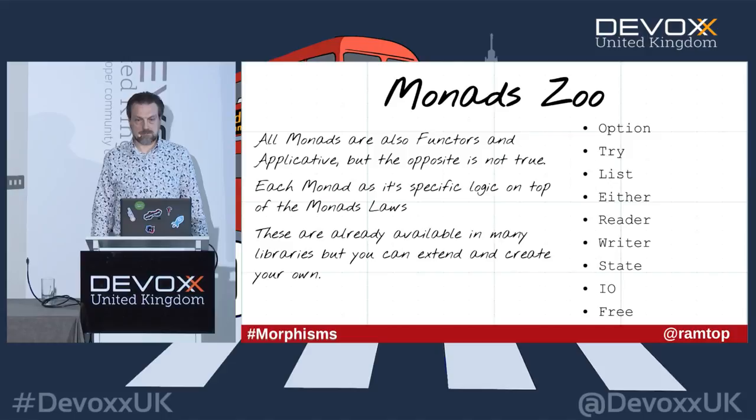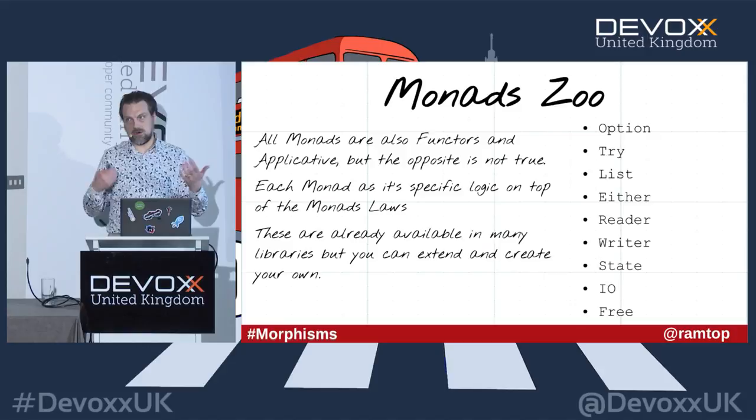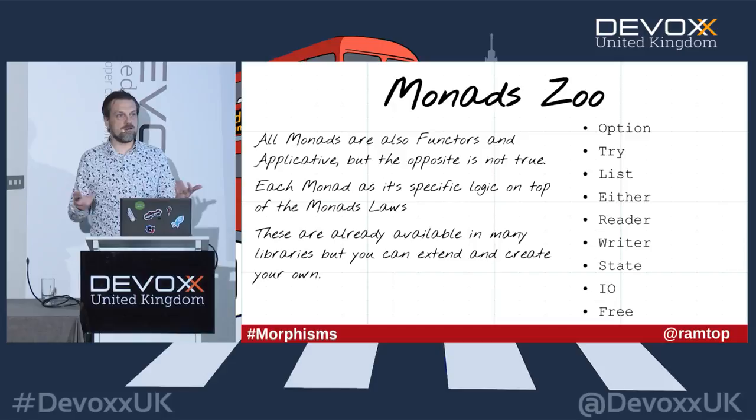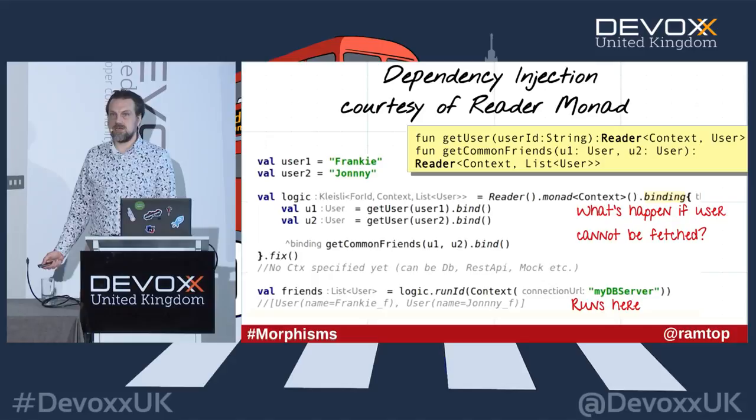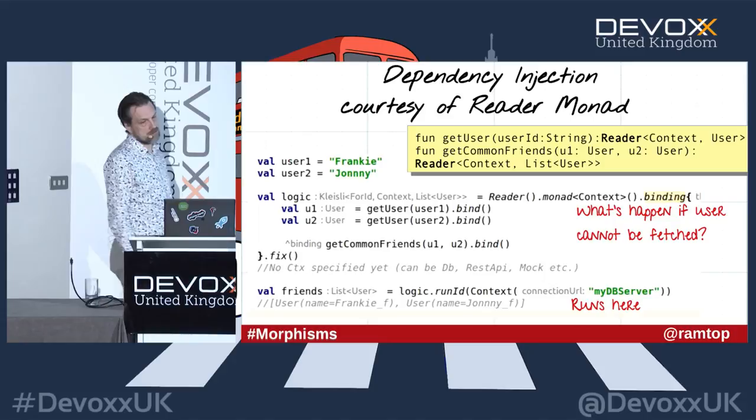And okay, there are a lot of monads, each one has a kind of specialistic feature, and you can also write your own if you actually need. But let's see one example with the reader monad. The reader monad more or less works like dependency injection in object-oriented programming.